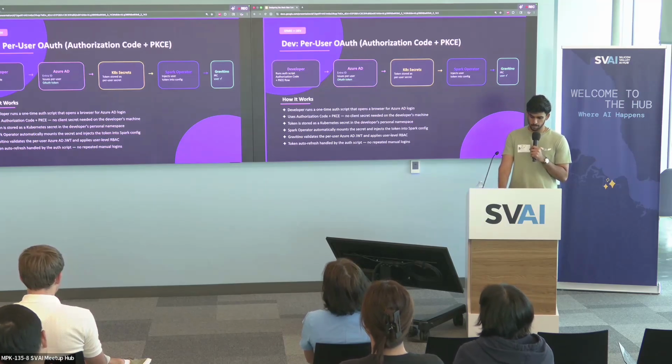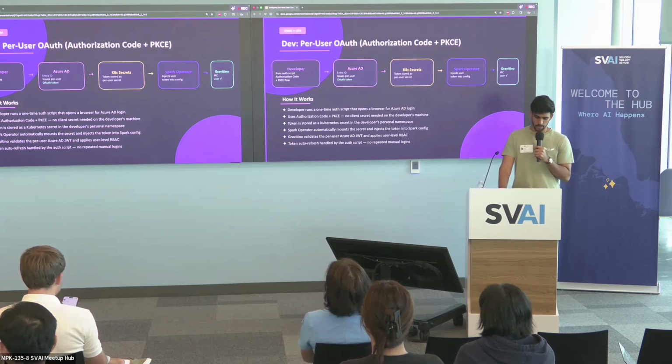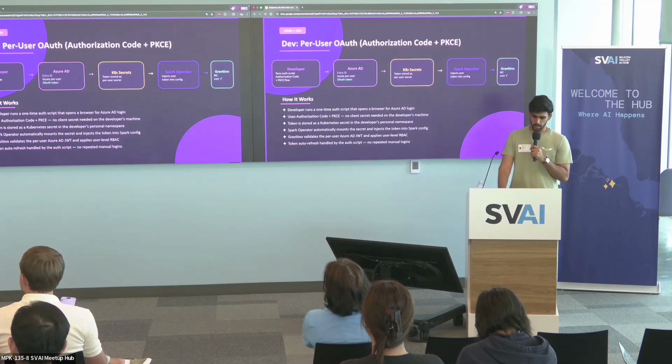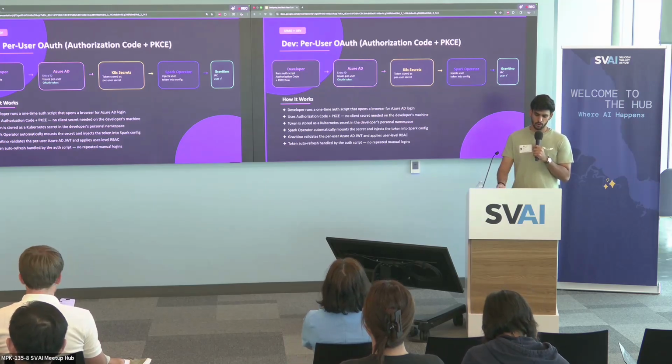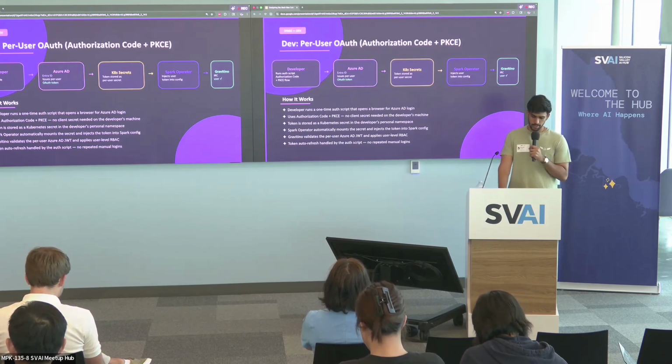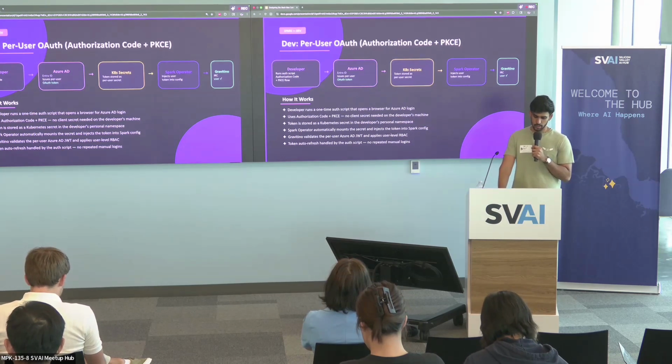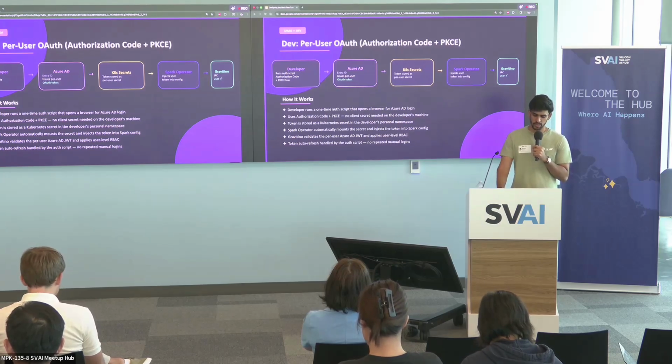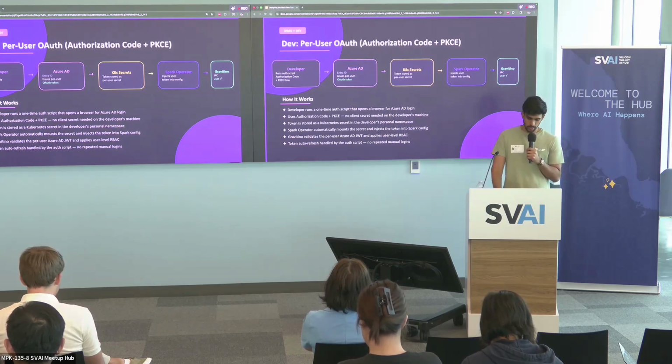So here we need a per user authentication. So the OAuth token should be generated for the user. So how it works in this case is that the developer runs a one-time auth script that would open a browser for logging into your identity provider. Here in this case, we use Azure. So I've shown that in the slide.